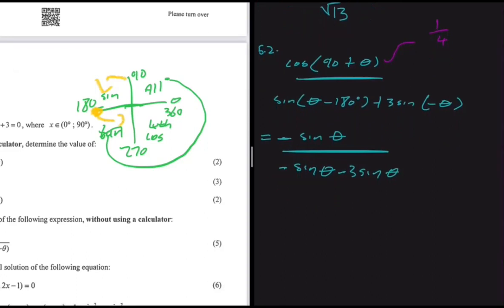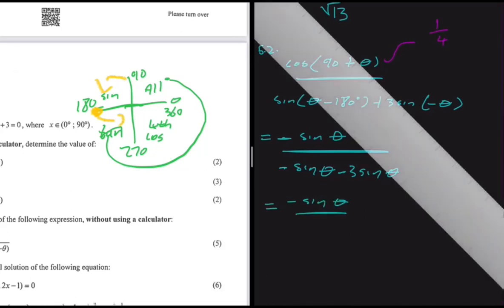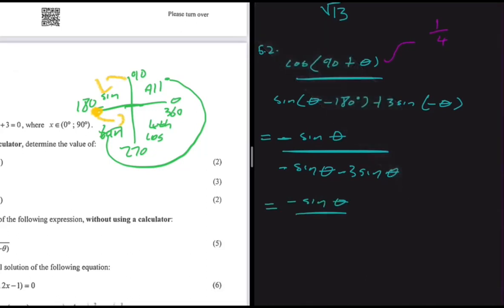So if we go ahead and solve this, we're gonna get minus sine of theta divided by minus sine of theta minus 3 sine of theta. So that will be minus 4 sine of theta. Sine of theta and sine of theta cancel out, so we're just left with 1 divided by 4, like we had said that we're supposed to have.